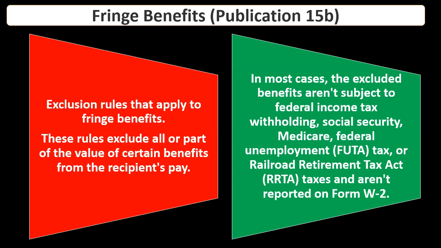That means that they got income, but it's excluded from the recipient's pay for the reporting of wages on the tax return, resulting in a lower taxable income, which you'll then apply the tax rates to, which will result in a lower tax. In most cases, the excluded benefits aren't subject to federal income tax withholding, Social Security, Medicare, federal unemployment, which is FUTA tax, or Railroad Retirement Tax Act, RRTA. Taxes aren't reported on Form W-2.